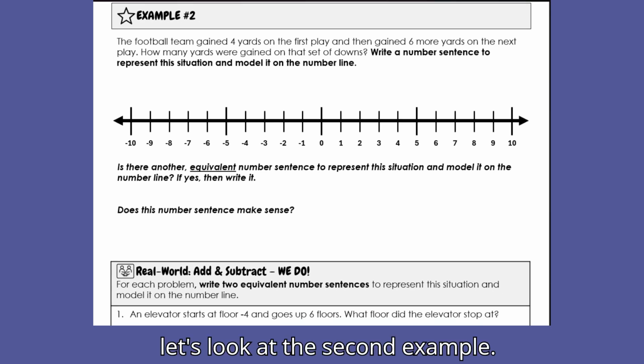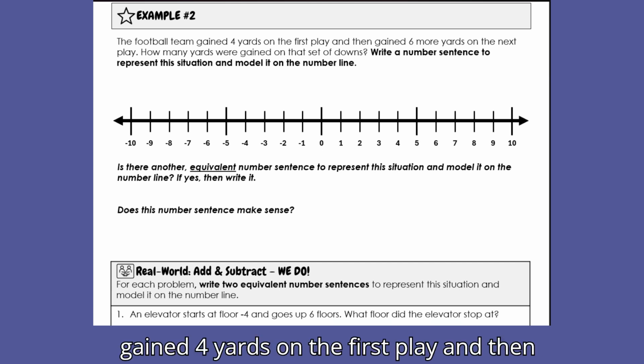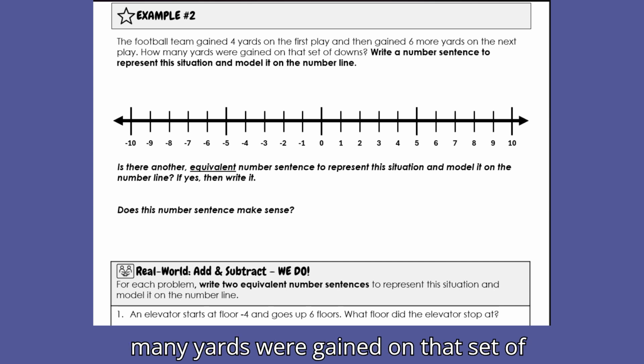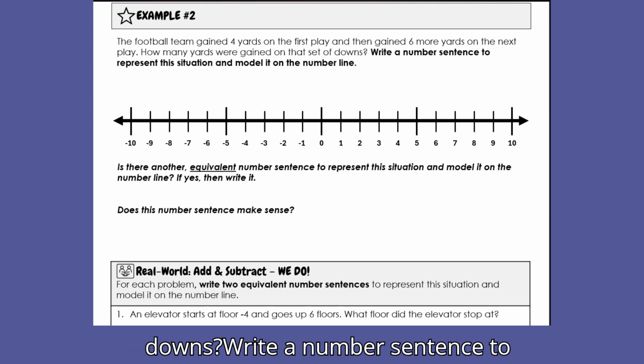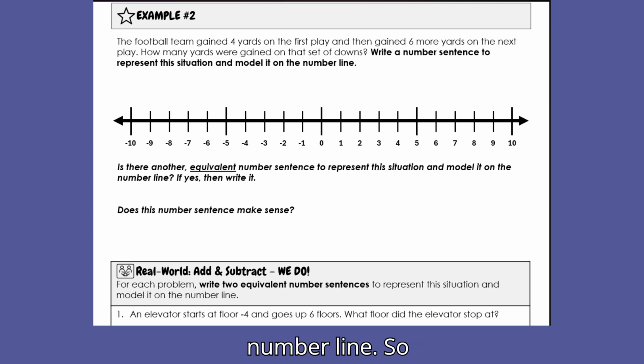So let's look at the second example. The second example says the football team gained 4 yards on the first play and then gained 6 more yards on the next play. How many yards were gained on that set of downs? Write a number sentence to represent the situation and model it on a number line.